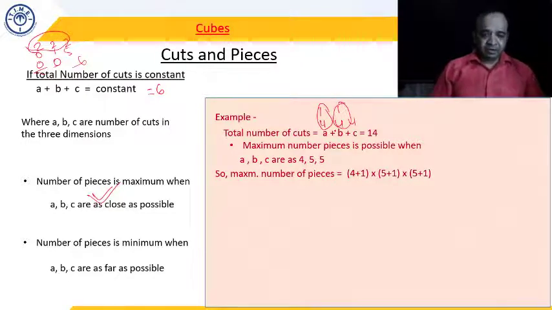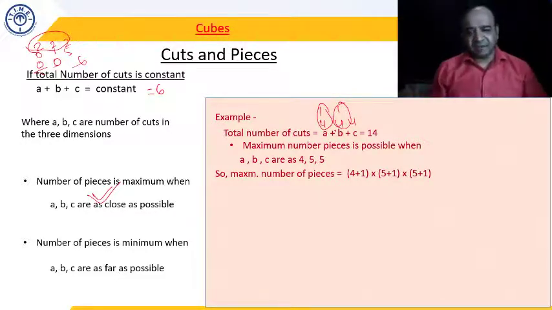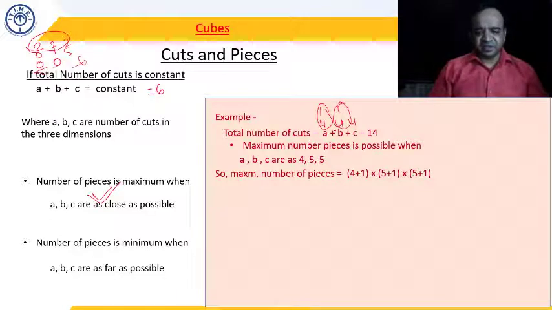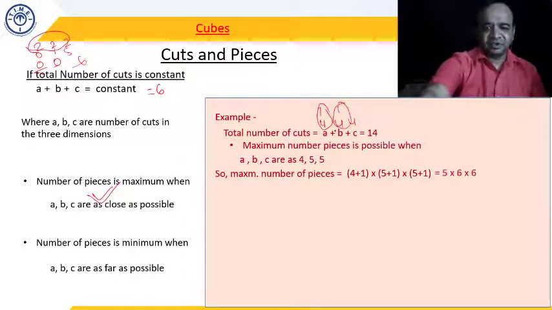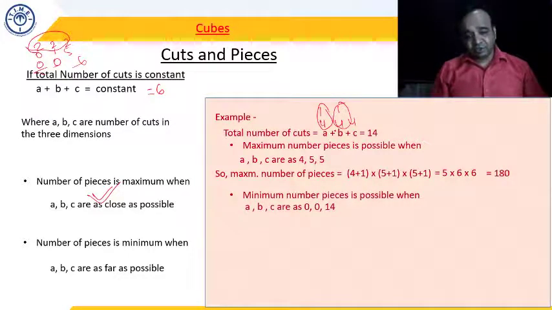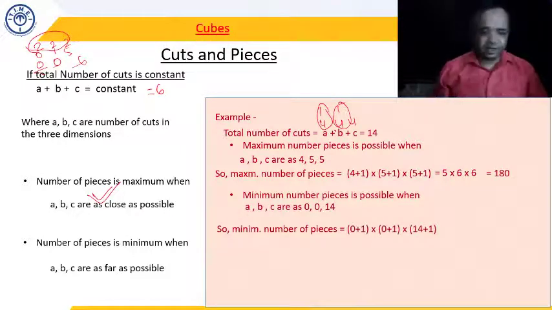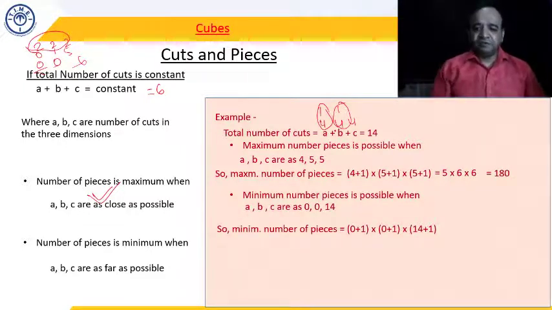Now, similarly, if I go for the minimum number of pieces, as per the conclusion these numbers should be as far as possible. So if nothing special is mentioned, the distribution will be like 0, 0, and 14. In that case, the number of pieces will be 0 plus 1 into 0 plus 1 into 14 plus 1, which is equal to 15 pieces. I hope this is clear.